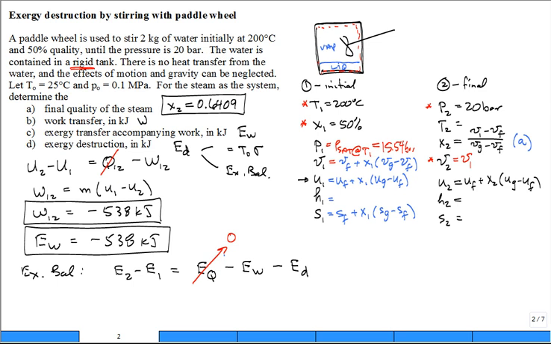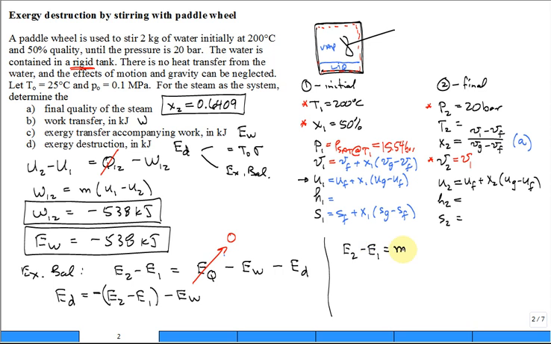So what we do is we say, if I want to calculate the exergy destruction, all I need to do is calculate the change in the exergy. I'm going to leave it like that and put a minus sign on it. Minus the exergy transfer with the work. Okay, so how do I calculate the exergy change?